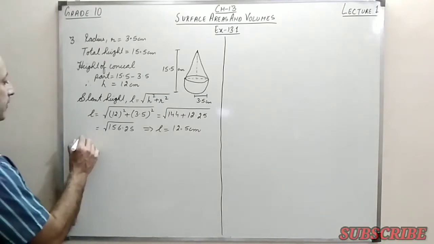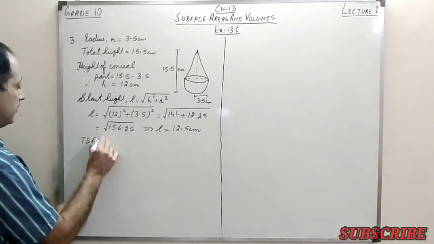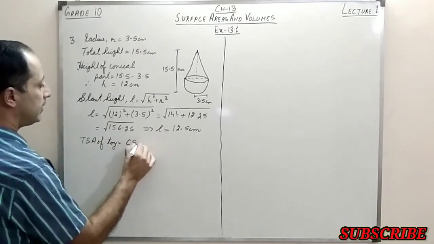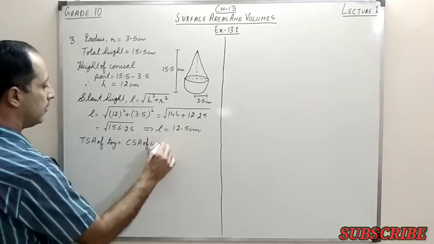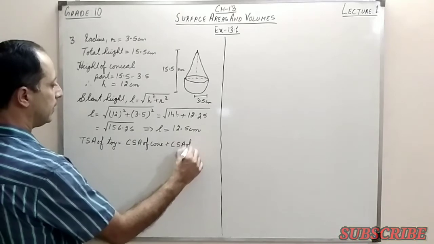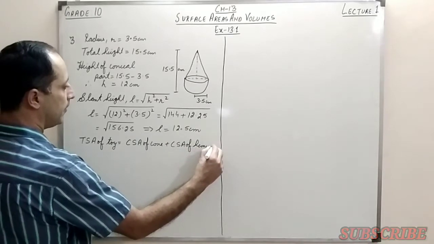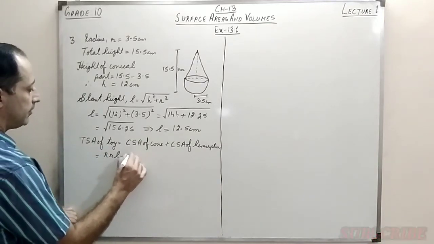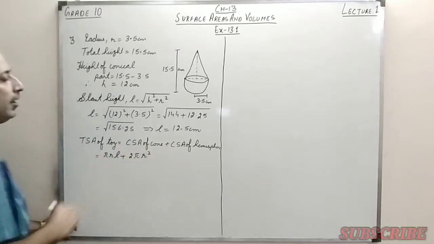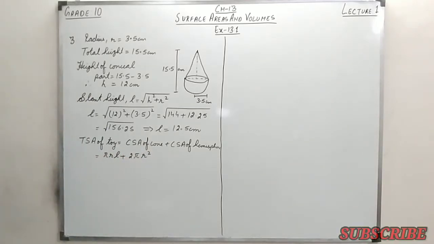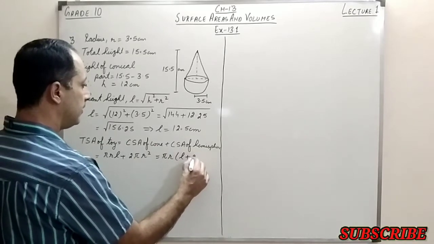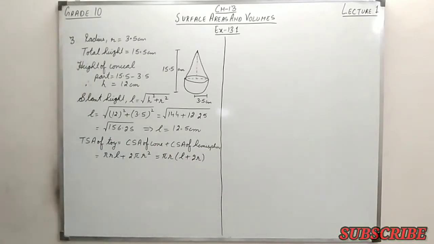Now we talk about the total surface area of the toy. So the total surface area of the toy here would be CSA of cone plus CSA of hemisphere. Right. Now the formula is pi r L plus 2 pi r square. Now what? Again we can make it easier by taking pi r common. So we take pi r common, and what is left inside? L plus 2r. So this is left inside.